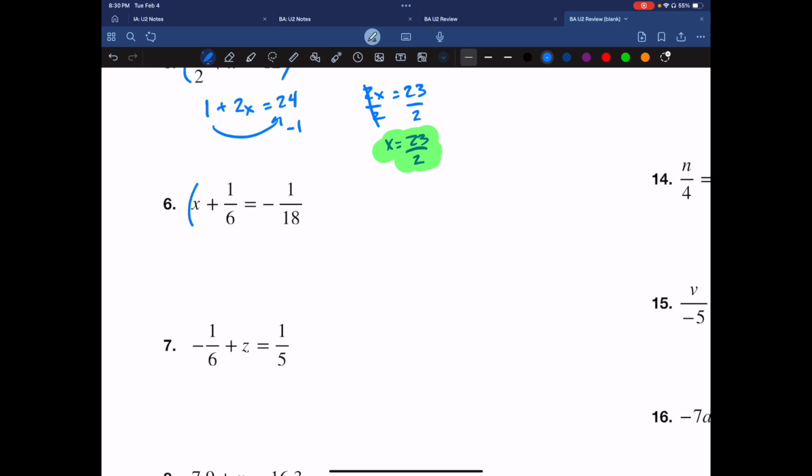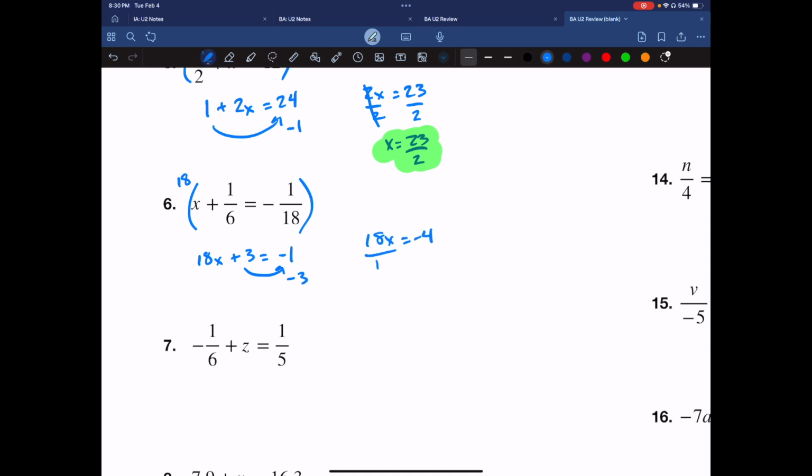Same thing on number 6. I'll multiply by what would have been my common denominator. 18 doesn't go into 6, but 6 does go into 18. So I can multiply this entire thing by 18. And so that's going to be 18x. 6 goes into 18 three times, so it's going to be 3. And 18 goes into 18 one time, so it's going to be negative 1. I'm going to move the 3 to the other side. That's going to be minus 3. That's going to be 18x equals negative 4. I'll divide that.